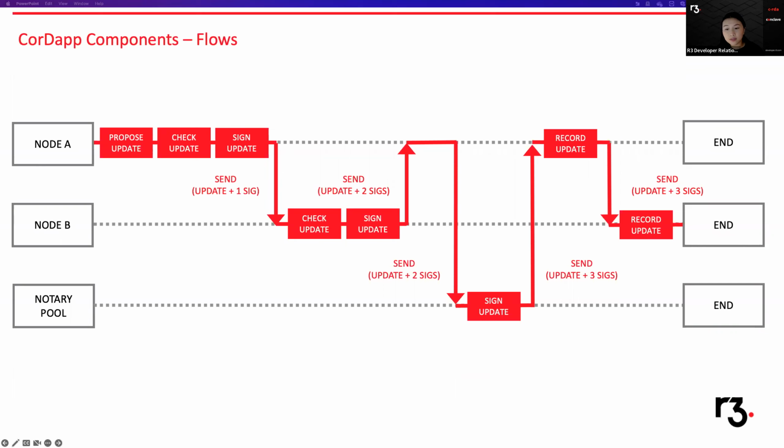So let's say in this flow, the notary pool has verified that there is no double spending and signed the transaction. The ledger will then be updated, and node A and B, the initiator and responder, will both record the ledger update.